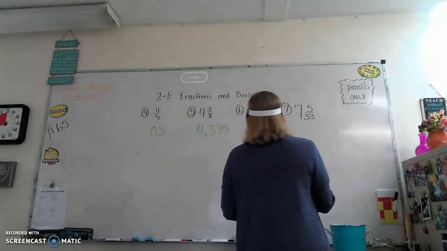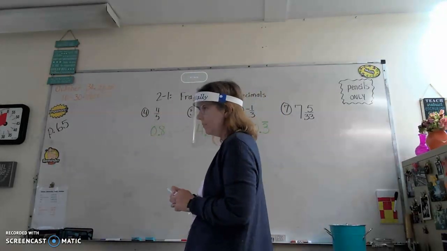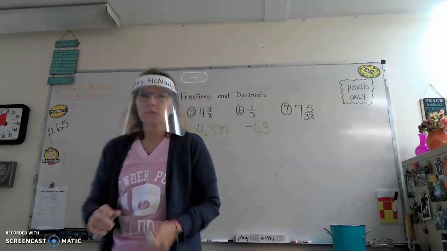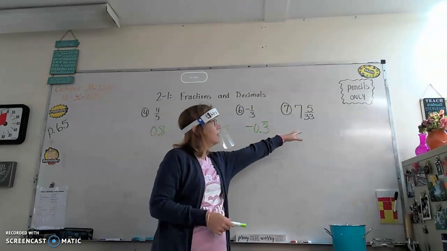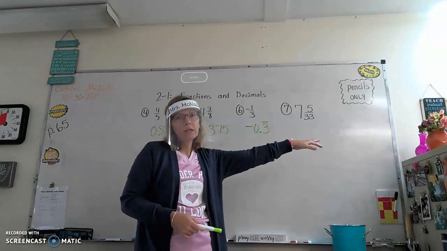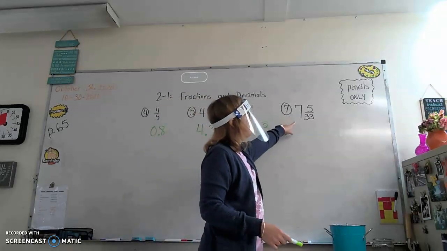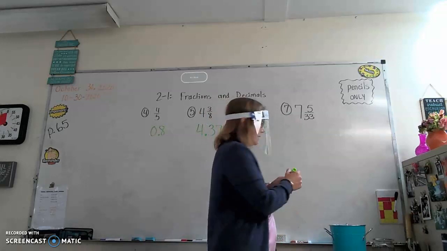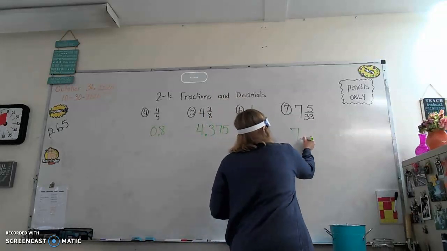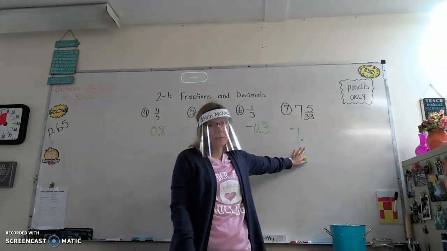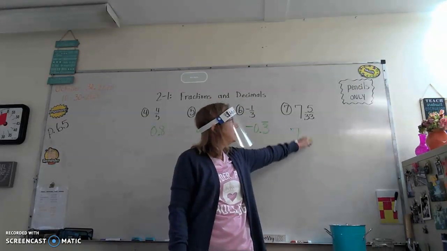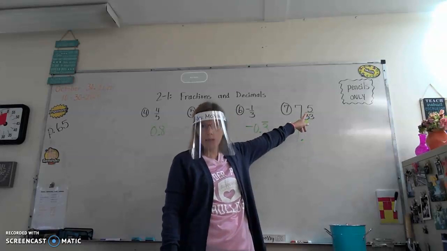Wait, hold on, I messed up again. Okay. What was number 5? I'm going to pause for 1 second. Okay. Number 7 is 7 and 5 over 33. So what do I do with this big 7? You put it down and you add a dot at the end. That's right. I put it down and then I put my decimal. Now what do I do? You have to divide by 33, which is 5 divided by 33?